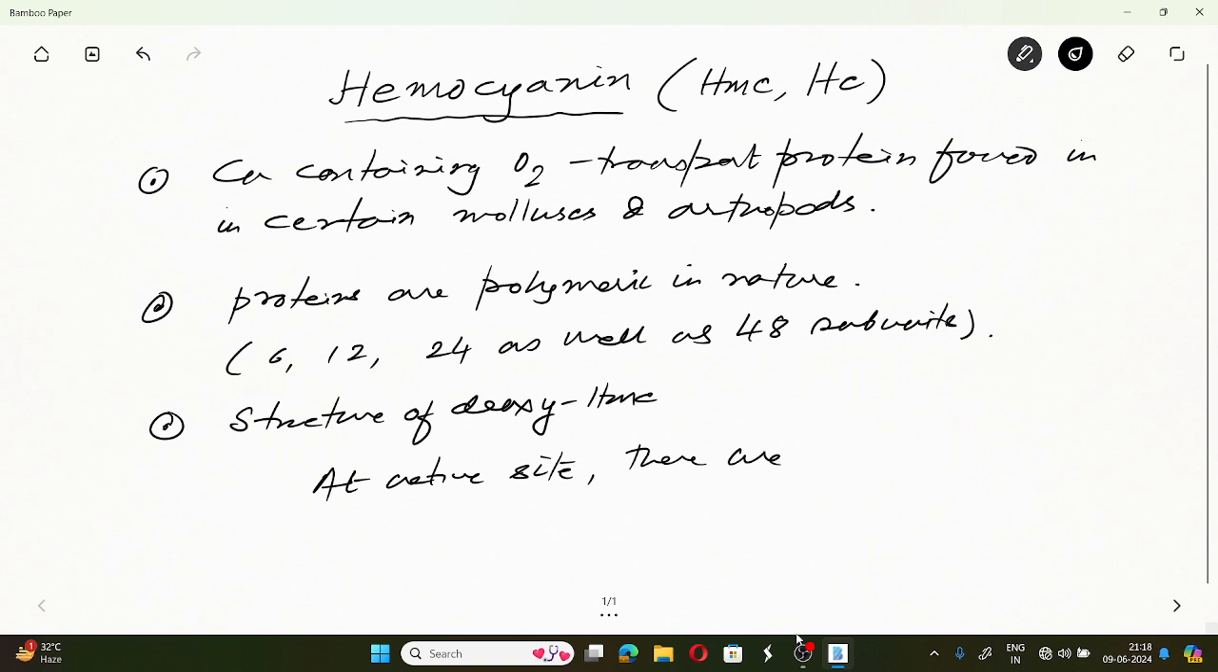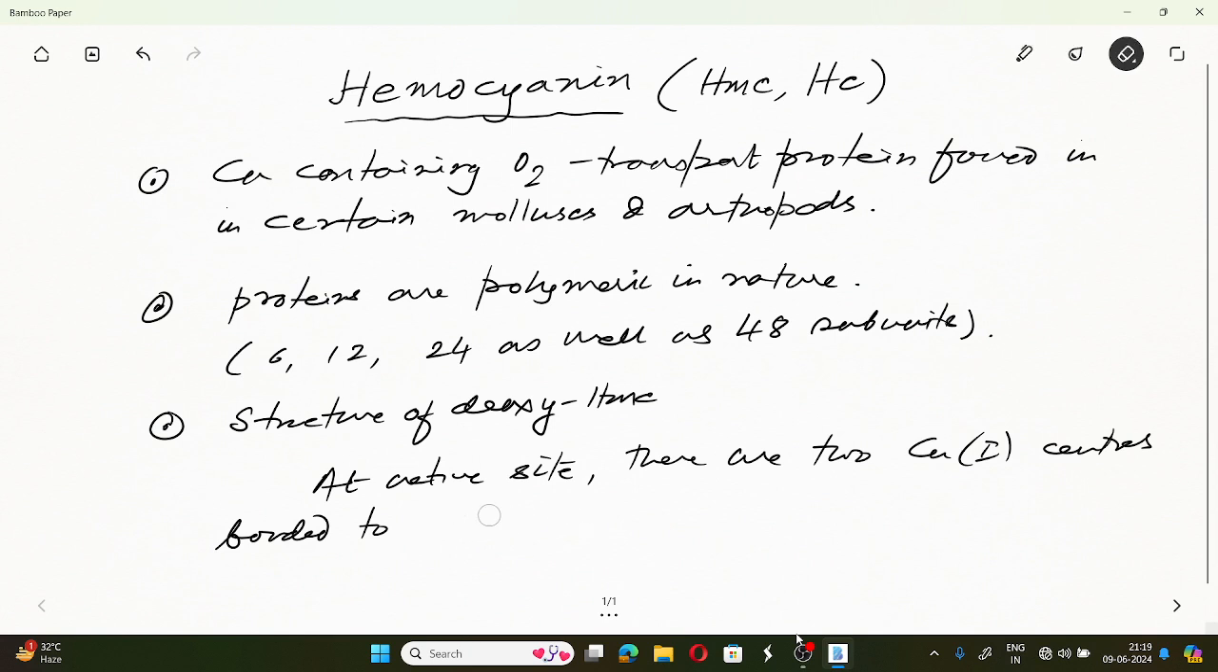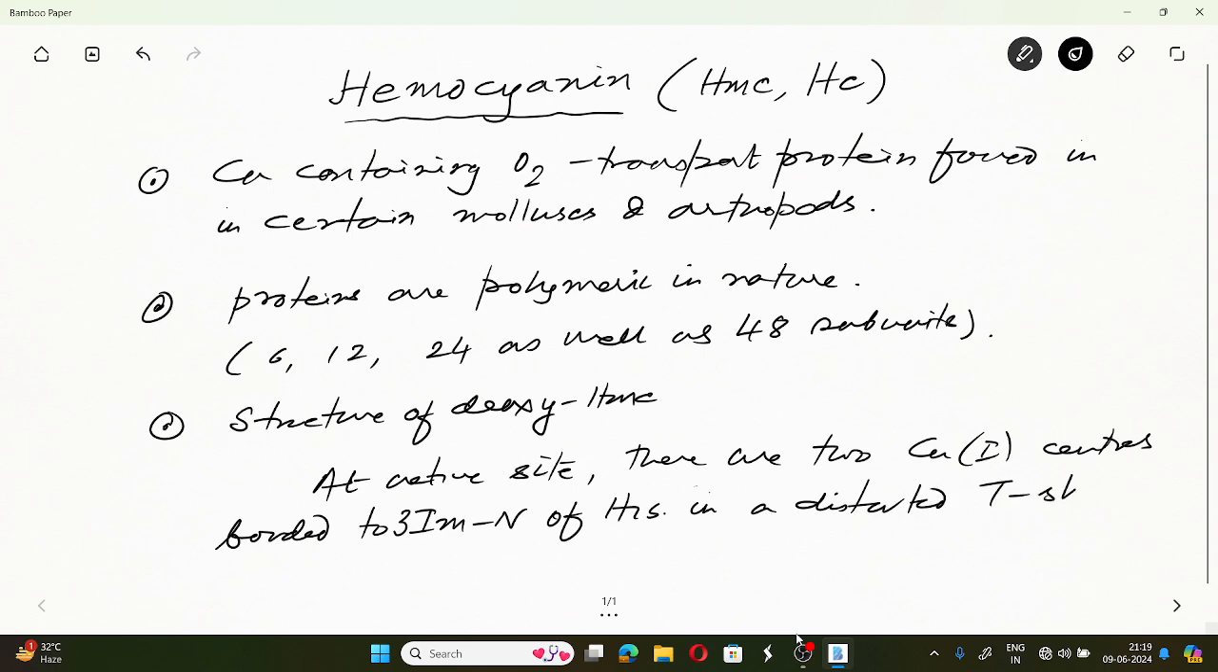there are two copper(I) centers bonded to histidyl nitrogen, or more precisely, bonded to the imidazole nitrogen of histidine residues. Bonded to how many imidazole nitrogens? Three imidazole nitrogens. So each is linked to three imidazole nitrogens of histidine residues in a distorted T-shaped environment. So what will our picture look like?